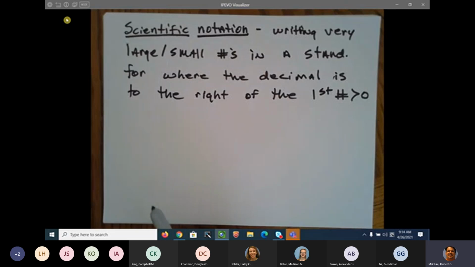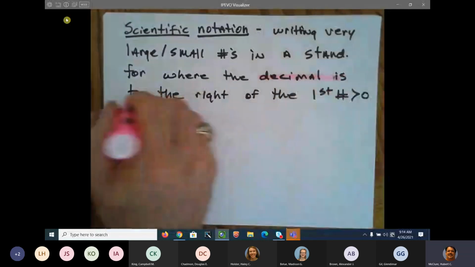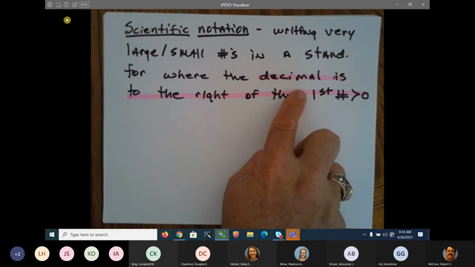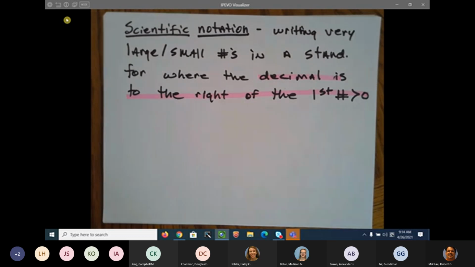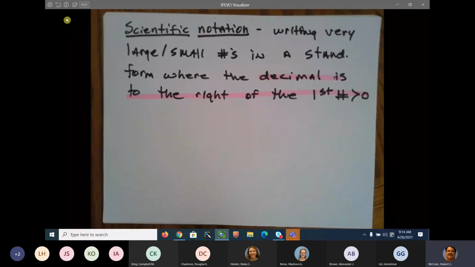And if you learn this definition, especially the part right here, if you remember that part right there, that will help you out tremendously when you're doing scientific notation. Writing very small or large numbers in a standard form, where the decimal is placed to the right of the first number greater than 0.